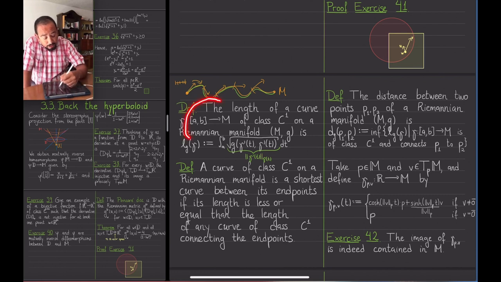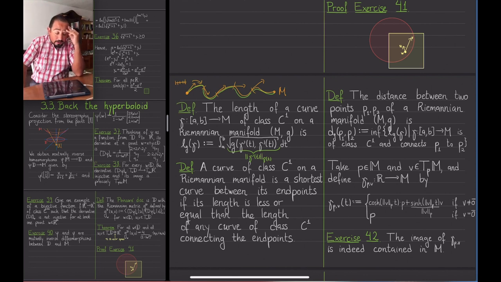Okay, so in a Riemannian manifold, I have the notion of length of a curve of class C1, or piecewise of class C1. And if I can do that, then there is the notion of a shortest curve between two points: any parametrized curve whose length is less or equal than the length of any curve connecting the points. Now, a priori, for arbitrary Riemannian manifolds, we don't know whether such curves exist. So the notion makes sense, but for instance, for the hyperboloid, we don't yet know whether for any two points there is a shortest curve connecting them.